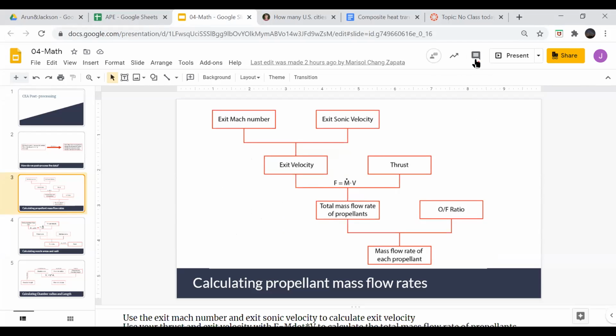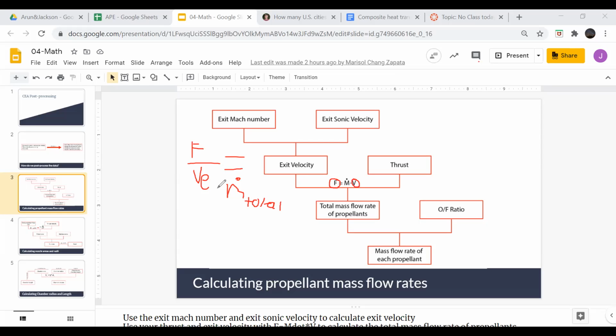So now we have exit velocity, just Mach number times the exit acoustic velocity. We have the thrust that you picked. So then literally just F over exit velocity equals a very badly drawn m dot total. This is the overall flow rate of both combined oxidizer and fuel.